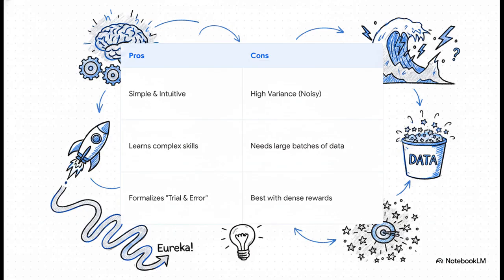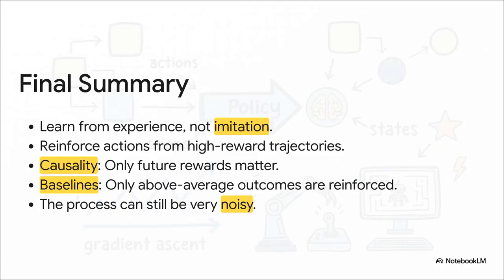The learning process can be really noisy. That means its performance can swing all over the place. One try is great, the next is terrible. And to get a clear signal through all that noise, you need a ton of data, a ton of trial and error. So yeah, they're powerful, but they can also be super inefficient. So if I had to boil it all down, here's what really clicked for me.